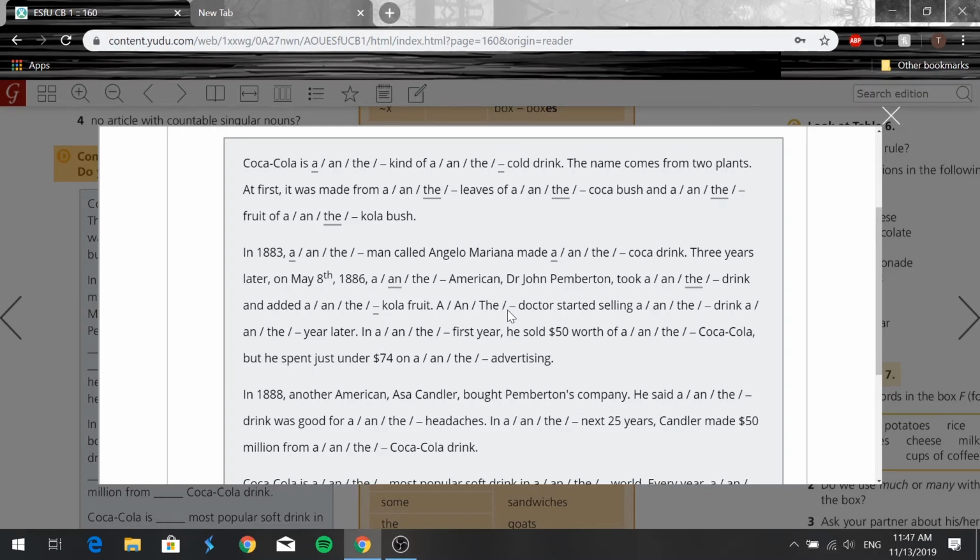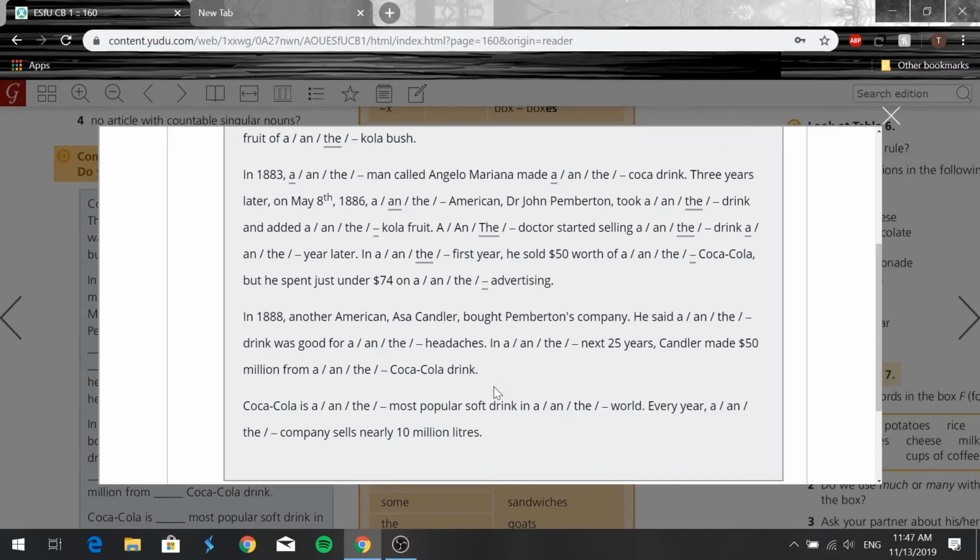The doctor started selling the drink, right? We'll use the drink a year later. So the drink a year later. In the first year, he sold $50 worth of Coca-Cola, so no article here. But he spent just another $74 on, what was it? Advertising, so no article in this case.